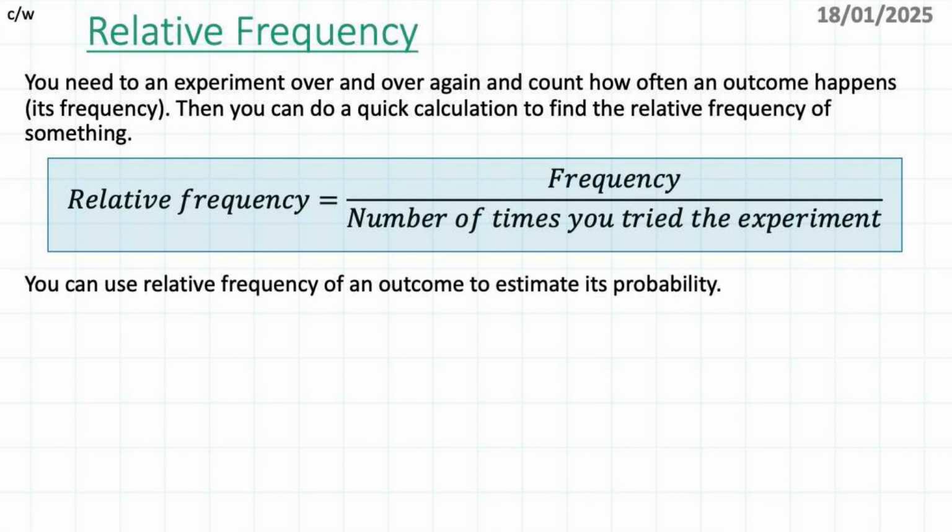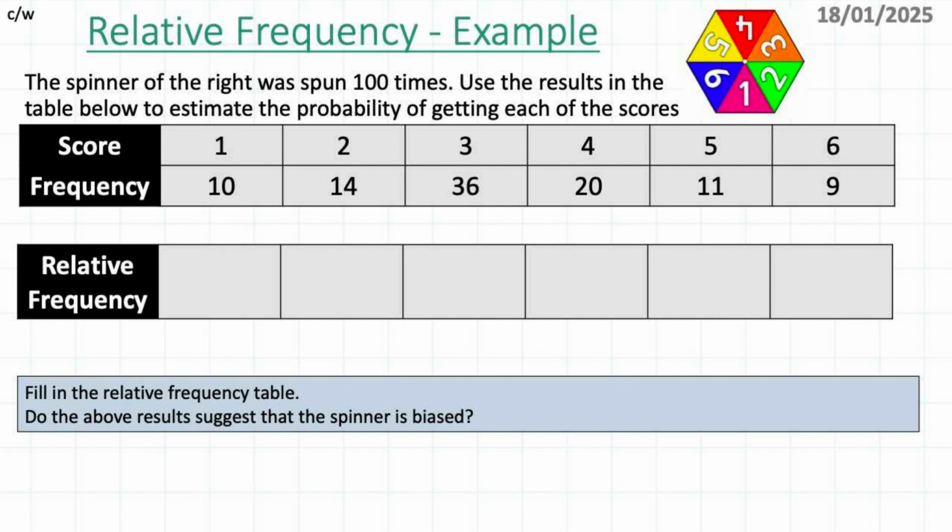As we said, relative frequency: if you do the experiment over and over, then we can calculate the relative frequency, and that would be almost the probability. So relative frequency would be the frequency of the event divided by the number of times you tried the event. So let's practice it with this one. We have a spinner here, and it was spun 100 times, and we have the results in the table shown. So the number of times 1 was scored, 2 was scored, 3, and so on.